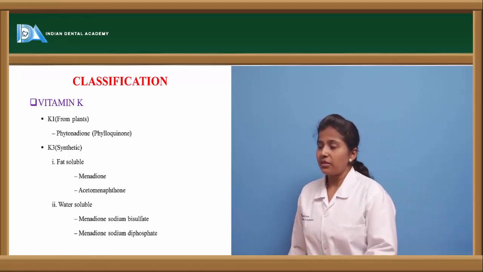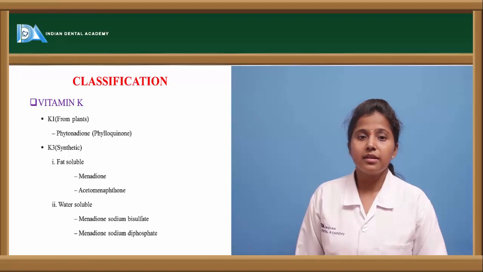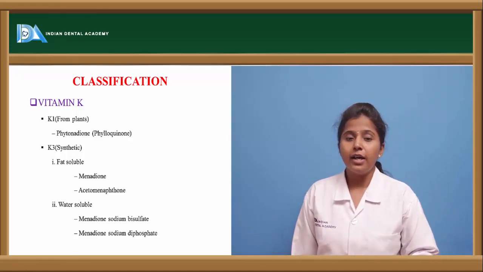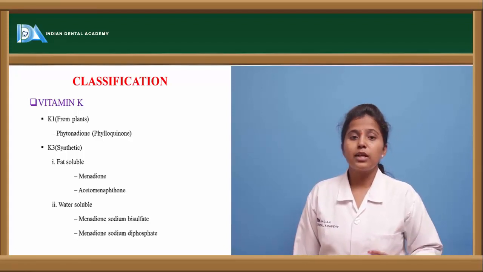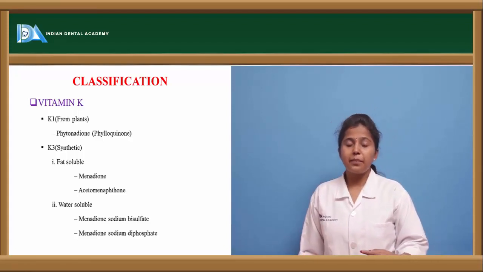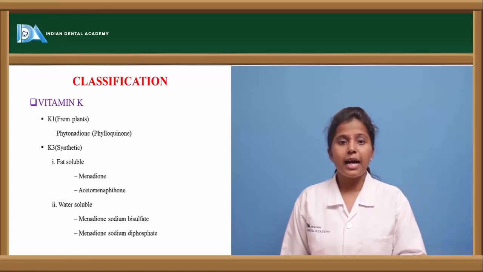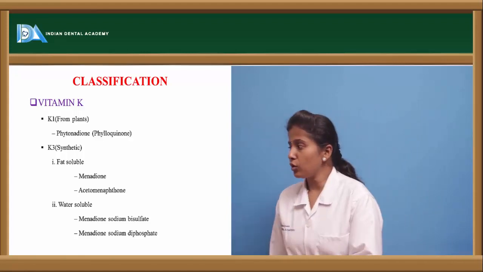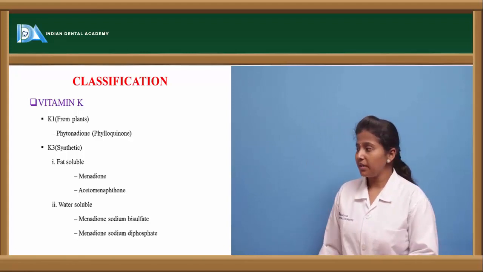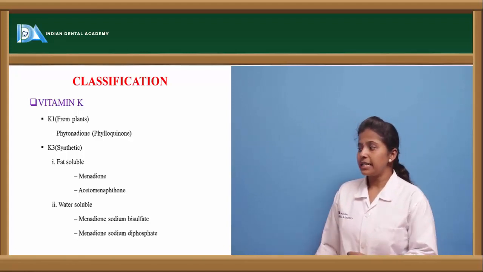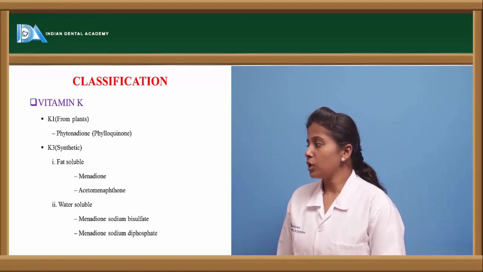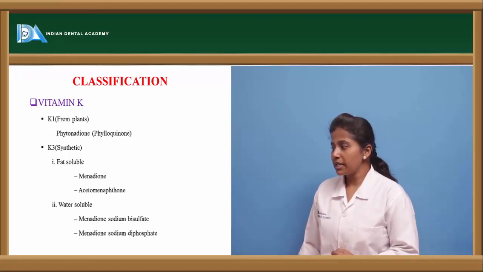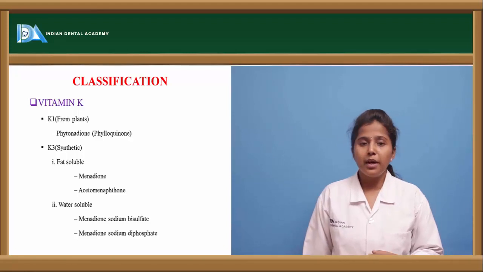And vitamin K3 is synthetically prepared, and there are two forms of this vitamin K3: fat soluble as well as water soluble. These can be prepared to be easily soluble in water, and they can also be prepared to be fat soluble. The fat soluble K3 forms of vitamin K are menadione and acetomenaphthone. The water soluble vitamin K3 forms are menadione sodium bisulfite and menadiol sodium diphosphate.